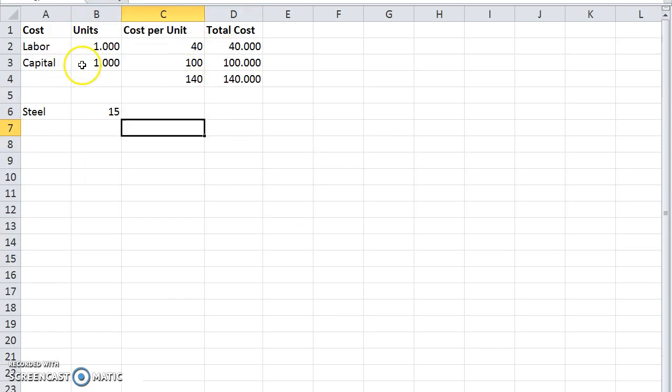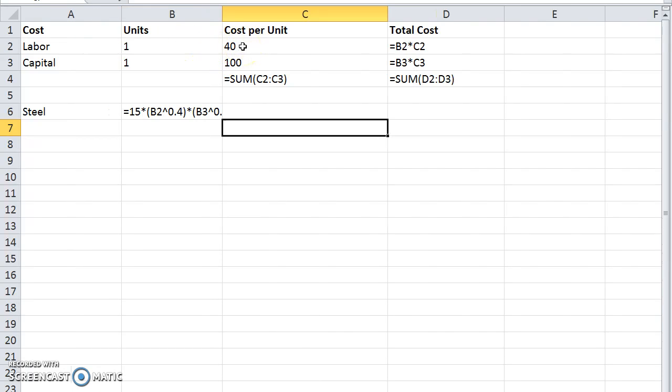I basically set up units, a cost per unit, and a total cost. I always start with the dummy variables 1 and 1. The cost per unit was 40 for labor and 100 for capital. The way you get the total cost is you do B2 times C2, and then you fill down and get B3 times C3. Then if you take the sum of these, that's your total cost. So when you use the solver and want to minimize, that's the cell you want to minimize, D4.